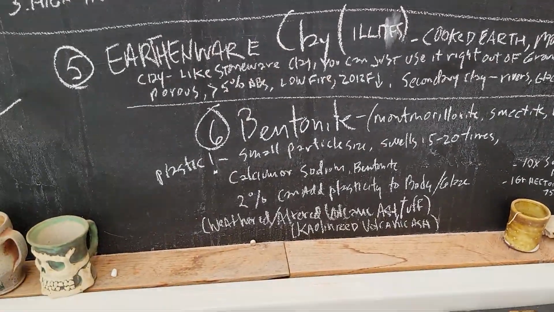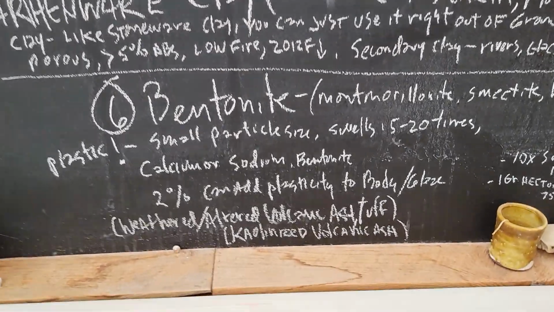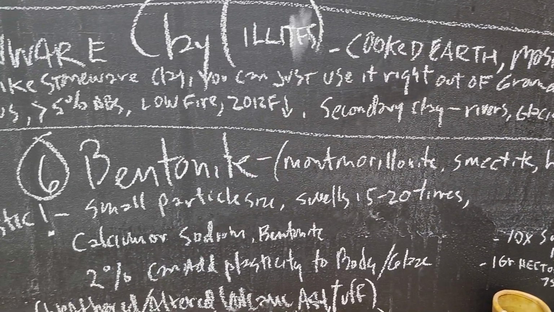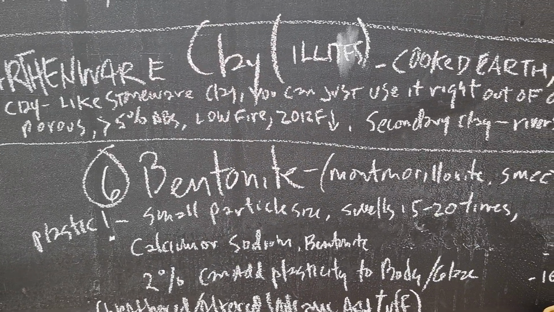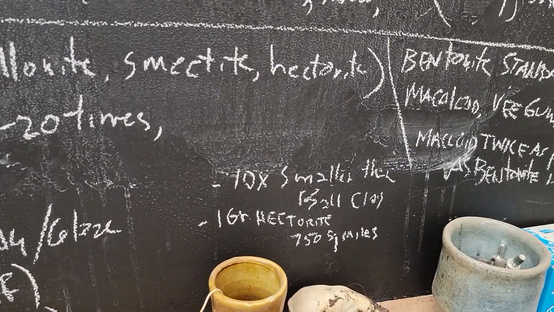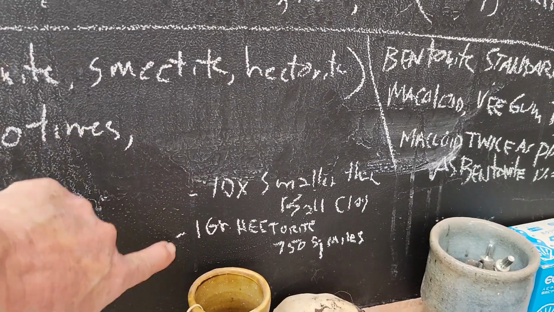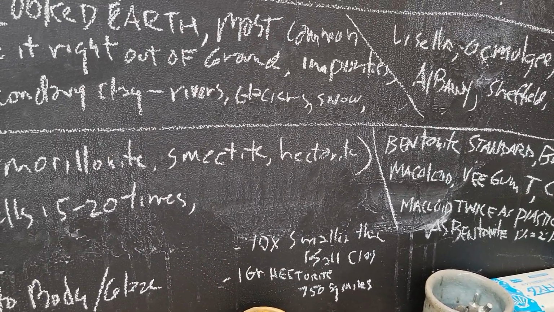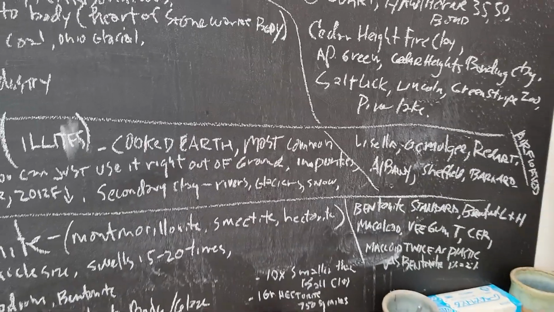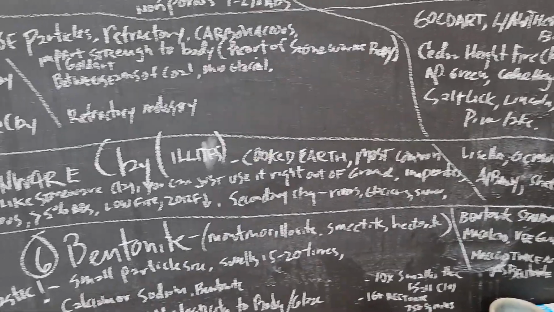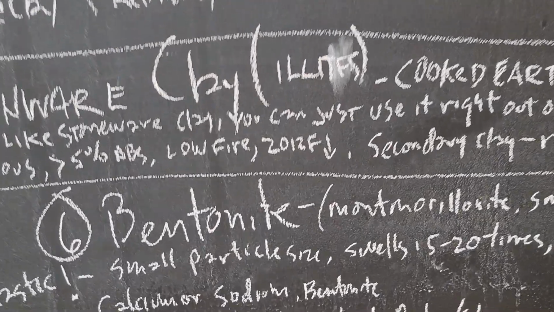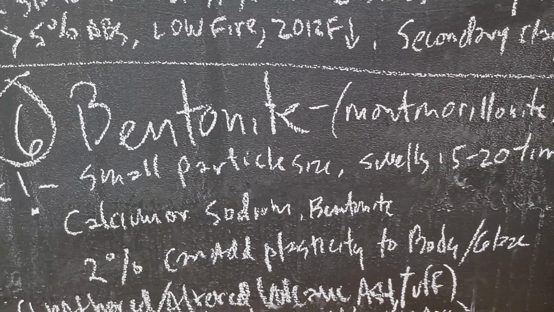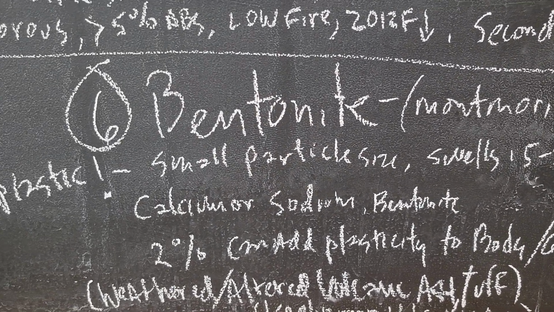All right, so now the last one we're going to do is bentonite. So bentonite, also there's many names like montmorillonite, smectite, hectorite. It's extremely plastic. So this clay is 10 times smaller particles than ball clay. So 1 gram, if you broke it up and laid it out, would be 750 square miles of area. That's how much surface area it is. Okay, so it swells 15 times its size at least. There's calcium and sodium bentonite. There's actually many types of bentonite.